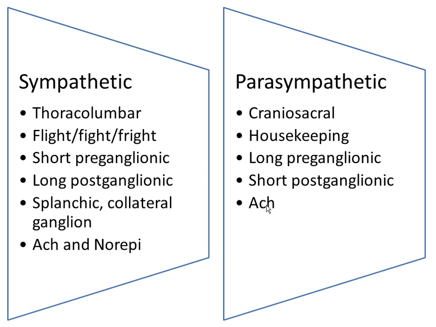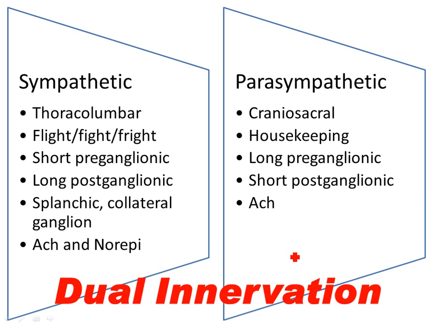Parasympathetic, completely different set of words. It is craniosacral. It is for housekeeping. Long preganglionic, short postganglionic. Its neurotransmitter is acetylcholine. But most of the organs in the body have dual innervation, which means they have sympathetic and parasympathetic fibers to them. And everyone agreed with me that that makes sense. If you speed the heart rate up, you'd like to be able to slow it back down. So again, dual innervation means neurons of both to that organ.